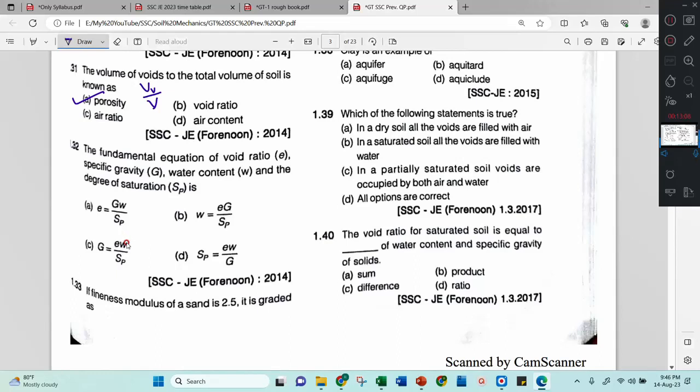Then this is a which equation. First you write somewhere here S e equal to wG. Then you compare your answer. e equal to wG by S. Yes, this is correct answer. w and S will not multiply. G and S will not multiply. Therefore, e equal to wG by S is the correct answer.